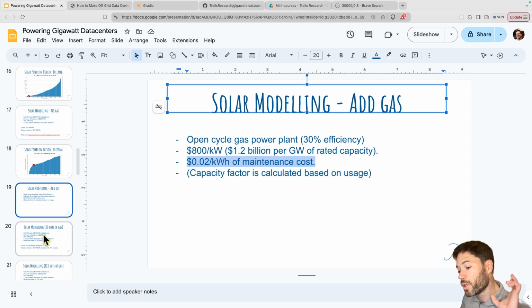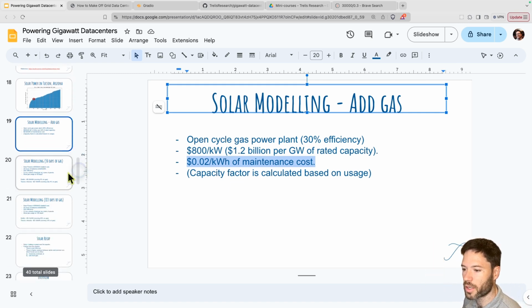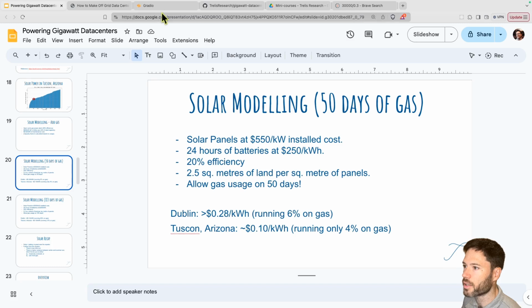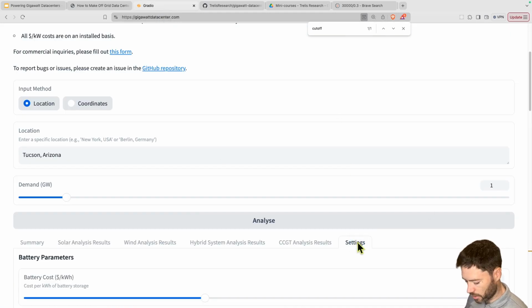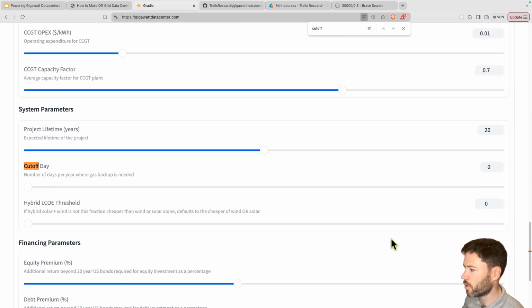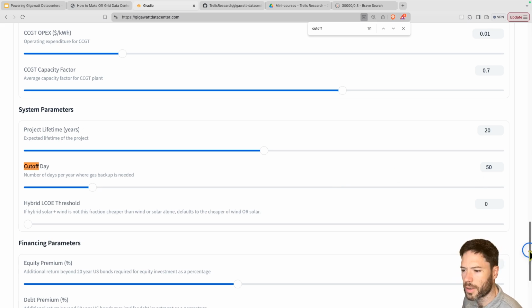So we're going to use 1 gigawatt of gas capacity, and then you're going to see that we'll still overbuild the solar, but we'll overbuild it by much less, and that will allow us to get to a significantly cheaper plant. So let me head over and make those changes. In the cutoff, so I'll search for cutoff, I'm going to set this up to 50 days. And what else do I need to change?